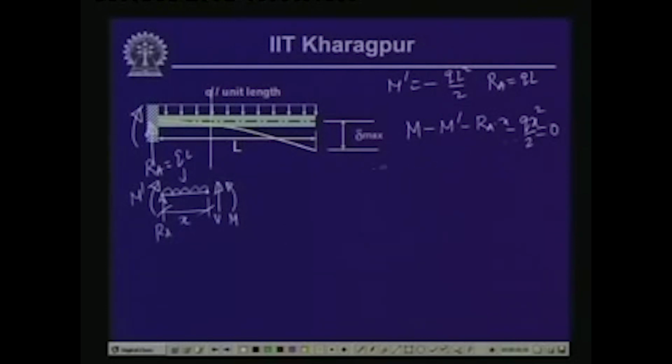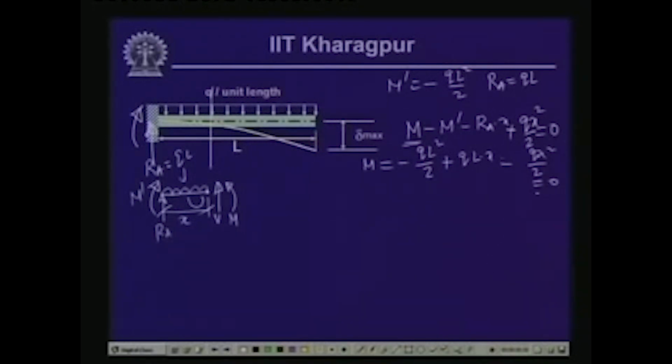So, this gives us that the value of the moment M equals M dashed, which is minus qL square by 2, plus RA into x, so qL into x, plus q, for this minus, this should be plus, because qx square by 2 has a moment in the same direction, the clockwise direction. So, this is going to be equal to minus qx square by 2. So, this equals 0.